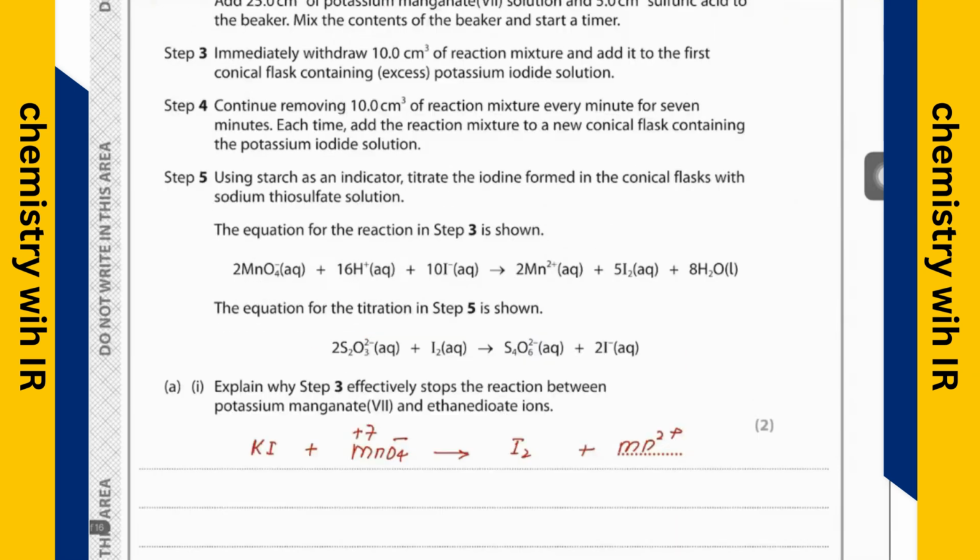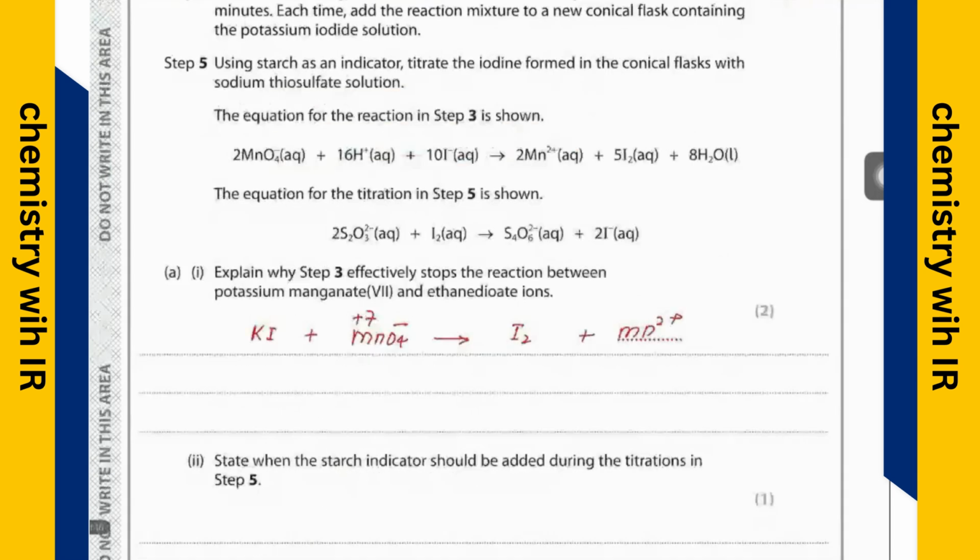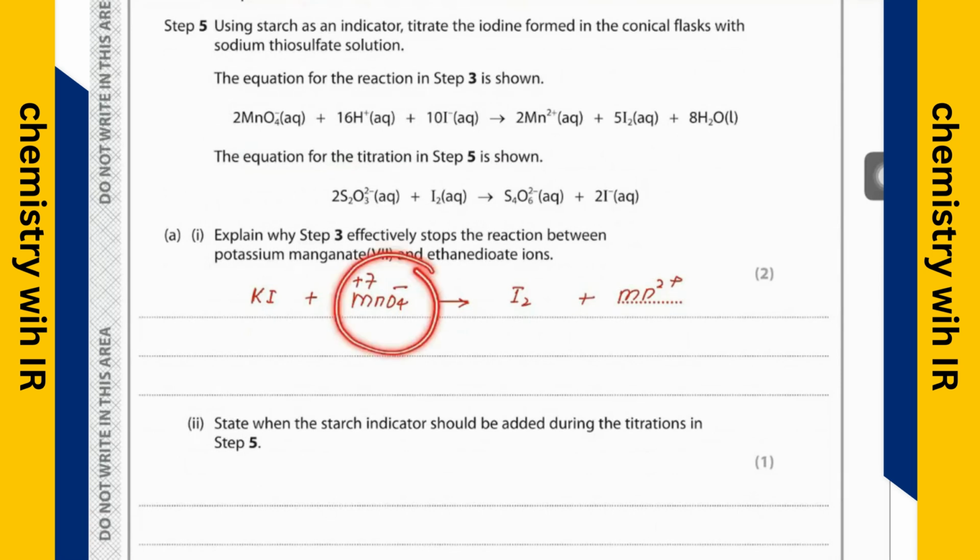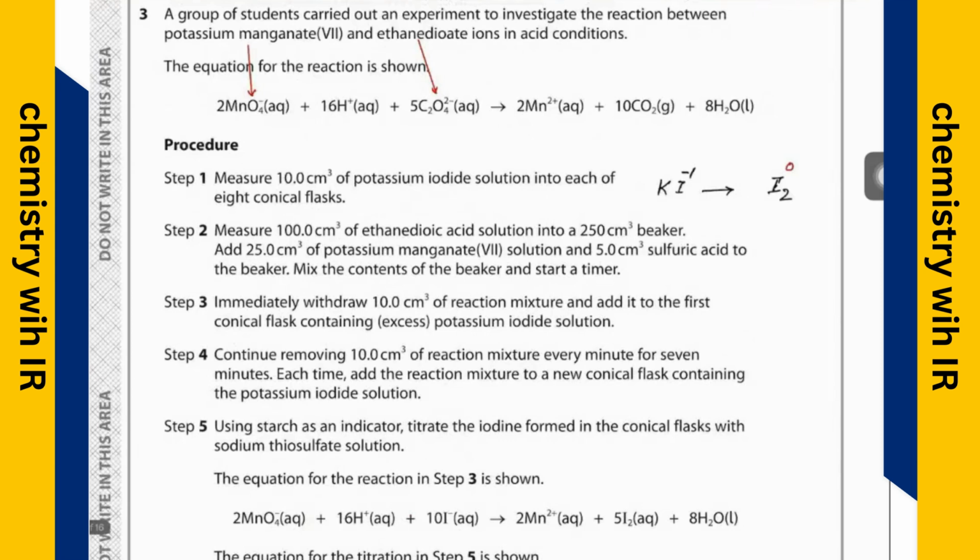But I have removed 10 cm cube of reaction mixture, so it means that there is no such KMnO4, that is potassium manganate, left to react with this one. So of course it would stop the reaction between potassium manganate and ethanedioate ions, because potassium iodide would be reacting with it. Right now, they both are reacting with each other, but when you add potassium iodide, it will react with the manganate, so in other words it will be used up. If it is used up, with whom is this C2O4 going to react? Nothing is left, so the reaction will stop. Are you getting my point?